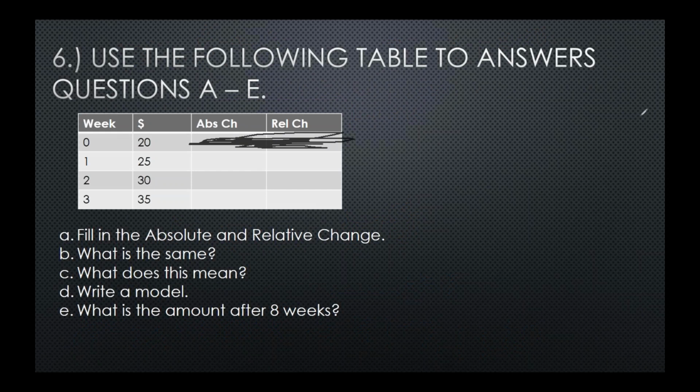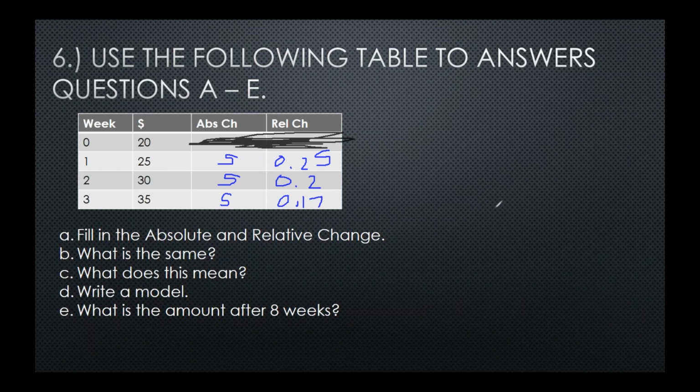When we work through these and we find the absolute change, we get 25 minus 20 is 5. 5 divided by 20, my relative change is 0.25. Then I go to the next one. 30 minus 25 is 5. 5 divided by 25 is 0.2. Next one, 35 minus 30 is 5. 5 divided by 30 rounds to approximately 0.17.